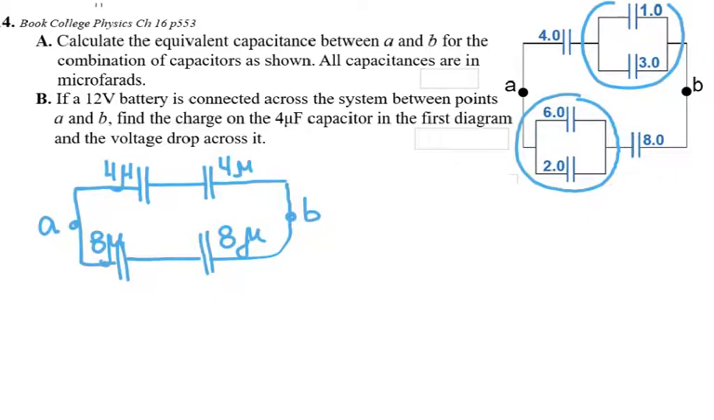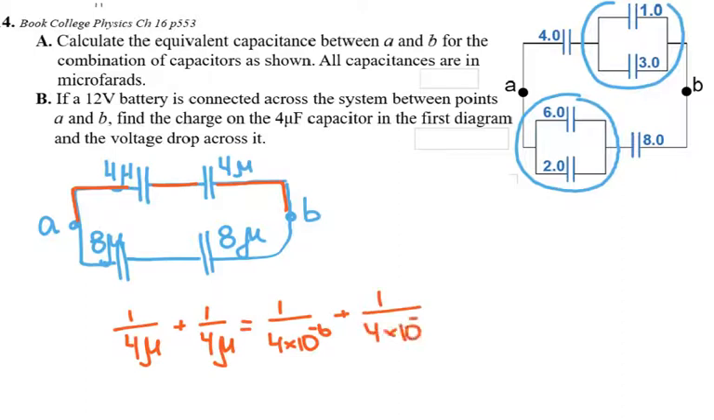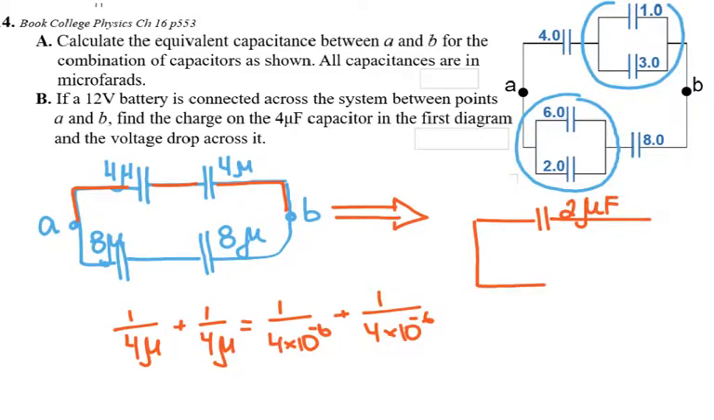Because these guys are connected in series now, I have to do 1 over, and flip the result over. So I have 1 over 4 micro plus 1 over 4 micro, which is the same as 1 over 4 10 to the negative 6 plus 1 over 4 10 to the negative 6. So this will give me, I'm going to redraw the circuit, on the top it will give me 2 microfarad on the top. And the same I will do for the bottom one.